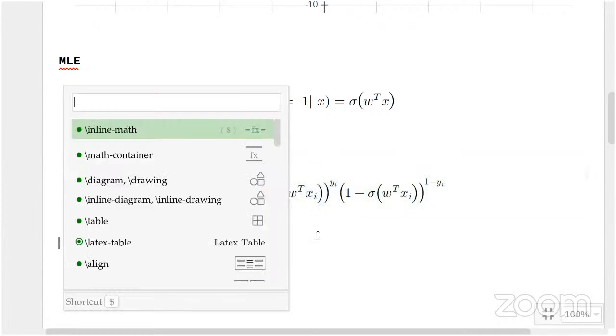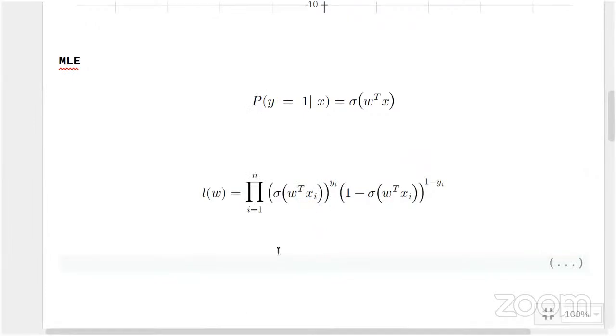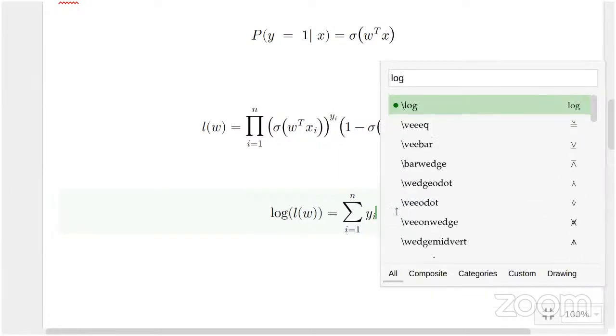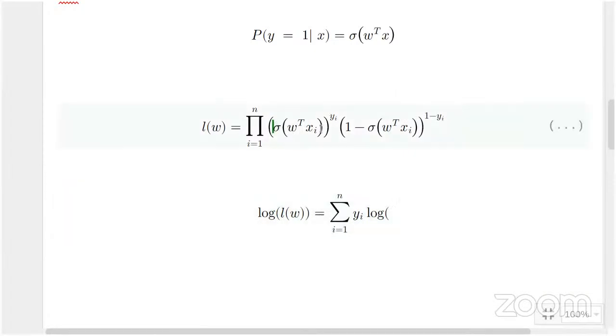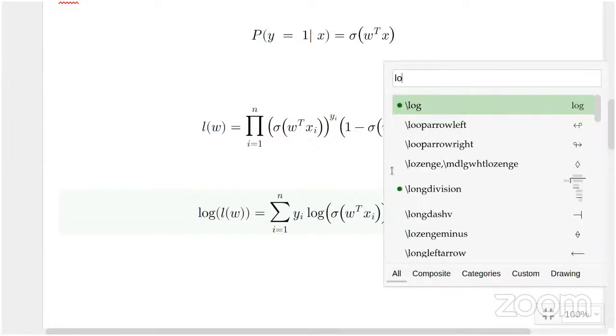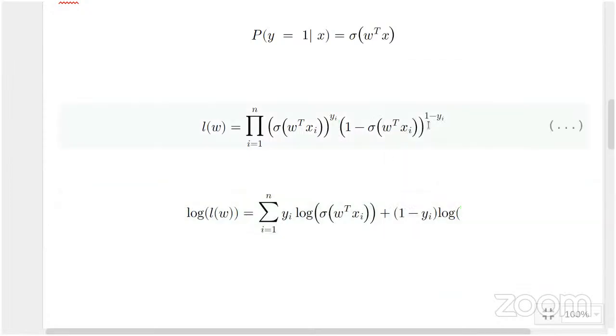Now what you can do is you can take the log of this. So log of L of W. So this whole thing, the product, will become a summation. I will go from 1 to n, and you will have yi log of sigma of w transpose xi, plus 1 minus yi, log of this whole thing.